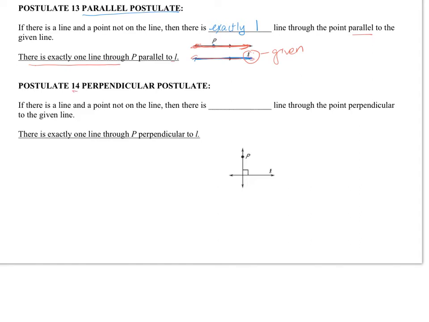And we have postulate 14, the perpendicular postulate. If there's a line and a point not on the line, so if there's a line L for example, and a point that's not on the line, then there is exactly one line through the point perpendicular, so this line here through the point P is perpendicular to the given line L. So again, there is exactly one line through P perpendicular to L.